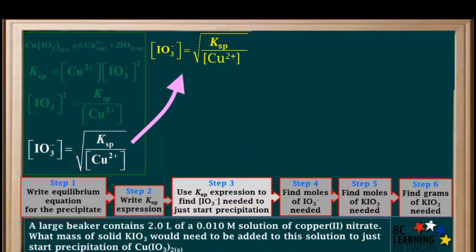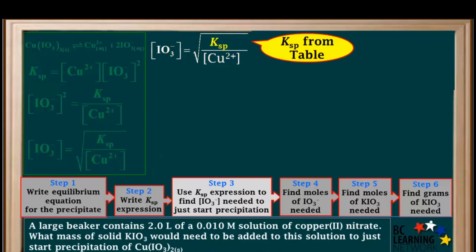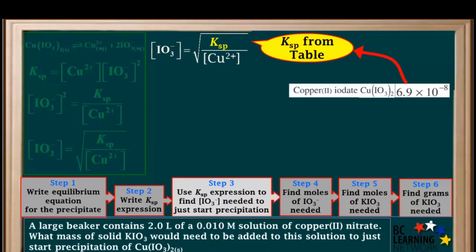We'll rewrite this expression up here, and we'll replace the symbol Ksp with the actual Ksp from the table. Looking up the Ksp of copper 2 iodate, we find that it's 6.9 times 10 to the negative 8. So we substitute 6.9 times 10 to the negative 8 for Ksp in our expression.